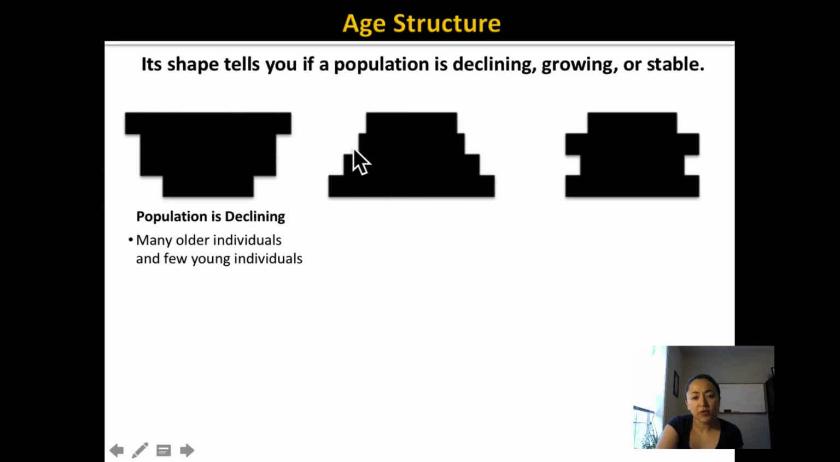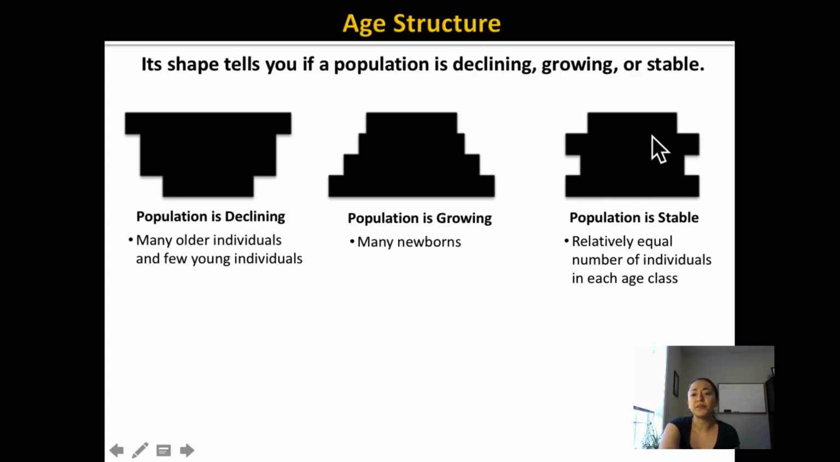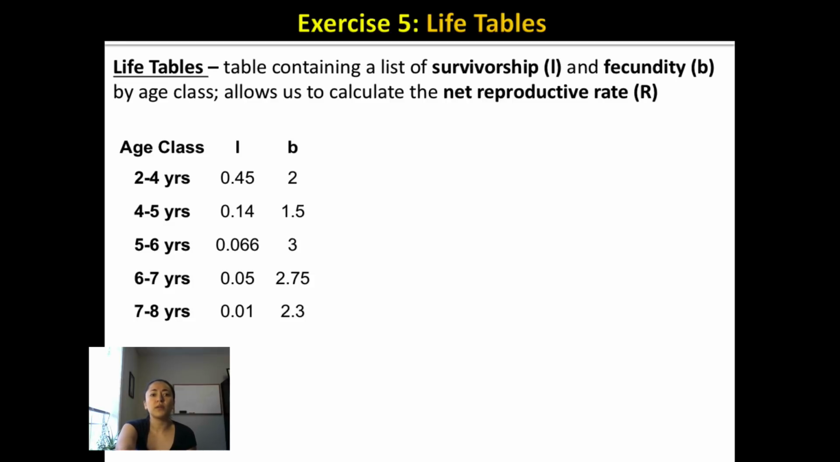If you look at the middle diagram that looks like a pyramid, you can see that there's a lot of young individuals. So this would be typical of a population that's growing. There are many newborns in this population. If the number of individuals in each age class of the population is relatively constant, as you see here on the rightmost image, that would indicate a population that is relatively stable. So there's a relatively equal number of individuals in each age class. All right, so just by looking at these age structures, we can tell if a population is growing, declining, or stable. Another way that you can predict whether a population is growing or not is using a life table.